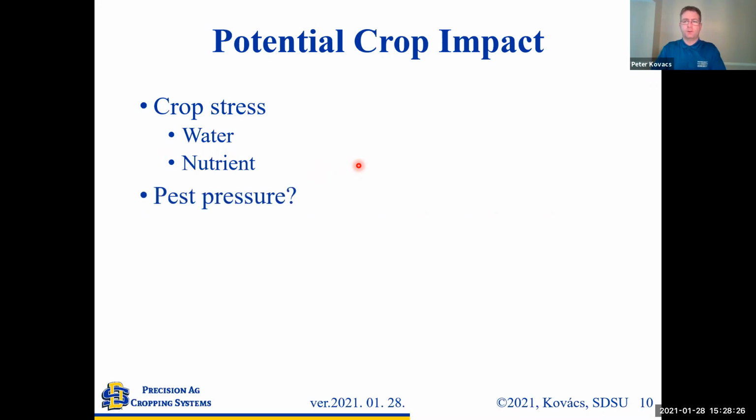We may even have to think about some of the pest pressures, especially disease issues, at the lower depressional areas. If we have more moisture in those areas, the increased humidity or microclimate would be a better environment for disease to potentially develop within the field.